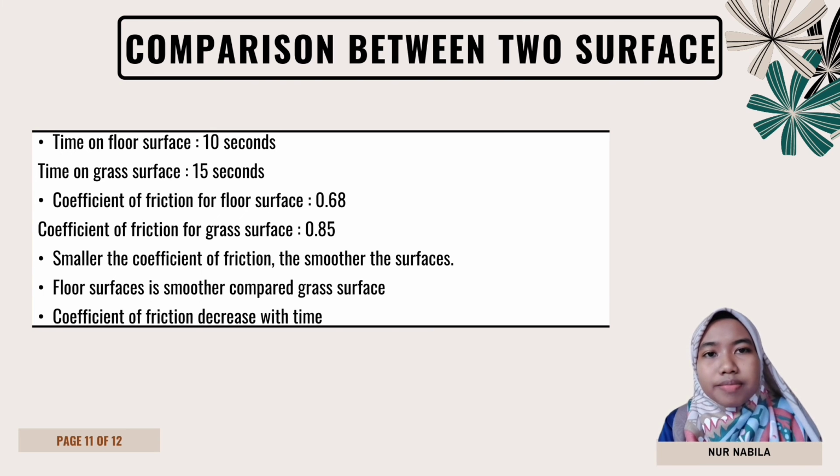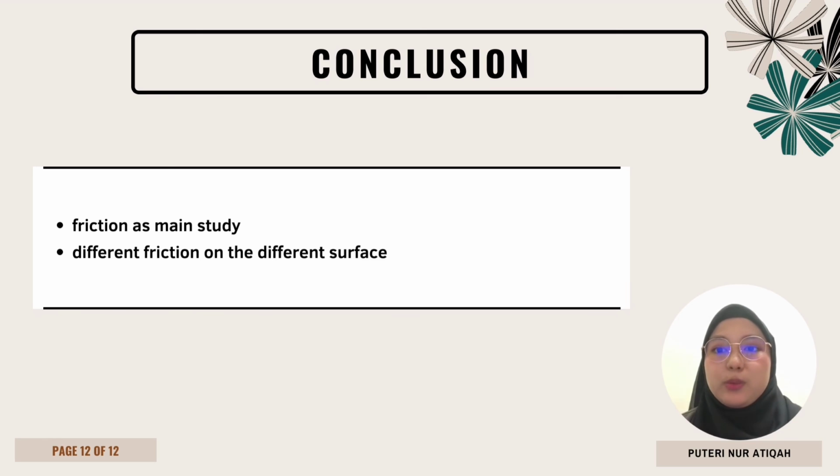In this experiment, we apply friction as the main study in our calculation as problem solving, such as the normal force, weight and the forces. As the conclusion, when we are pulling the storage box on the grass, the time is longer than on the other surface because of the different friction on the different surfaces.